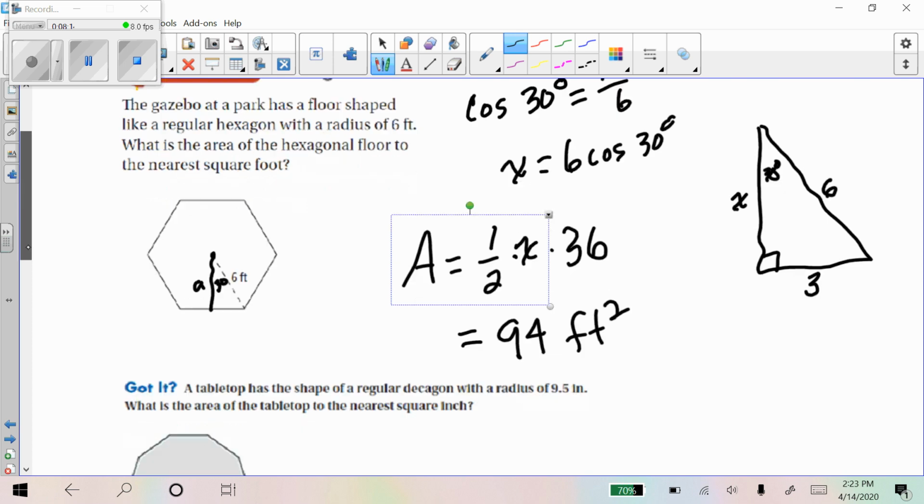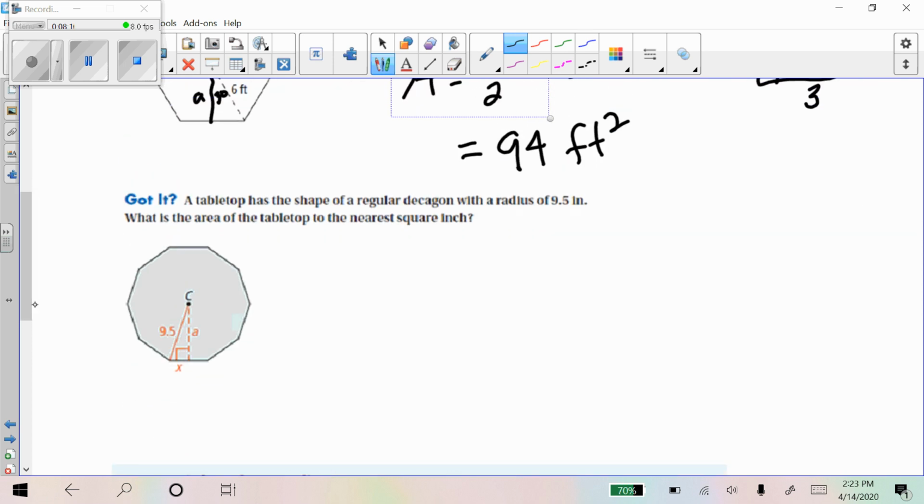All right, I think you should try one like that. Go ahead and find the area of this decagon. Remember, to find the angles, you need to do 360 divided by the number of sides, which is 10.